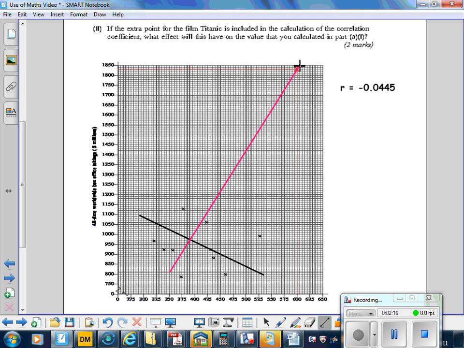So this would be the sort of line that you would have that is the best fit between those points. And you can see that what it would do is change your value of R from being negative to being positive.